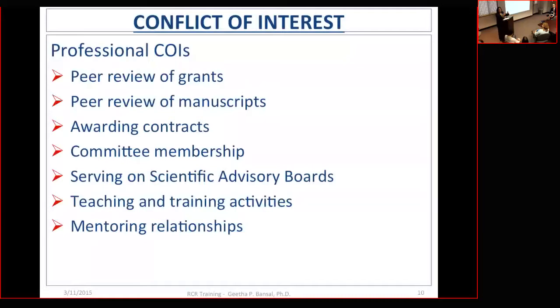Teaching and training activities, same thing. You'll have conflicts if somebody's teaching or training, but they get those teaching and training grants based on something that they already know. They have friends in certain areas in certain countries, and so they can influence them to get them the grant if these other people are on the review committees and so on. So you could have conflicts anywhere else.